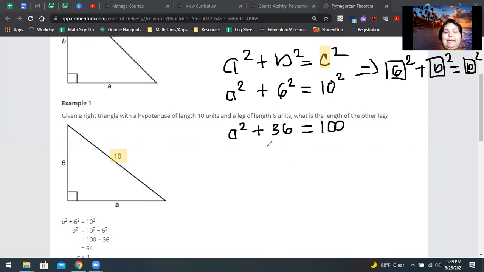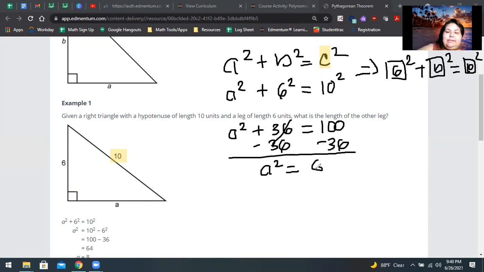I want to isolate a squared, so I'm going to subtract this 36 and get it away from a. You always do the opposite of what's happening right there. So plus 36, the opposite of that is minus 36. You got rid of this, so this is a squared equals 100 minus 36, which is 64. Now again, I just want a. I don't want a squared. So we get rid of the square by taking the square root.